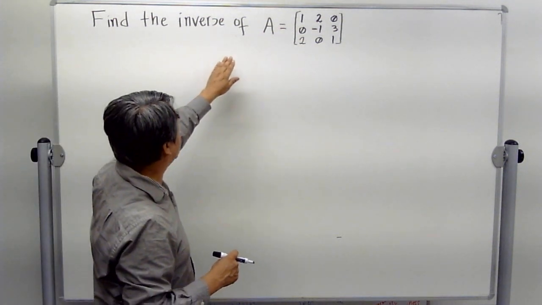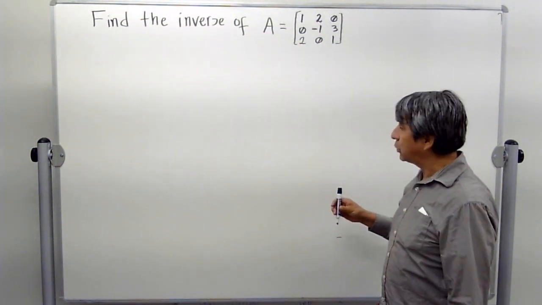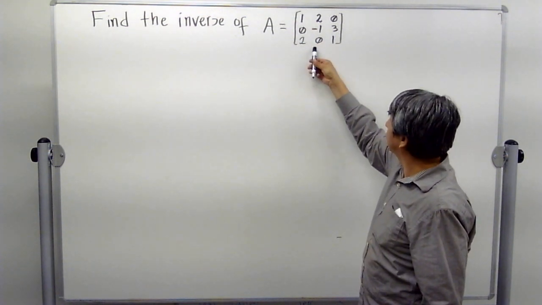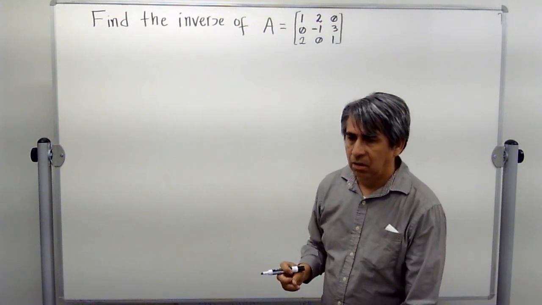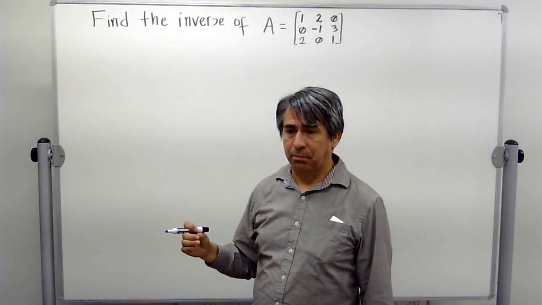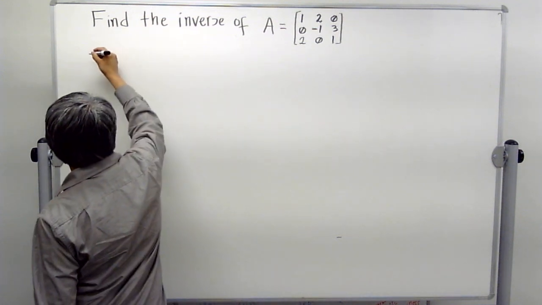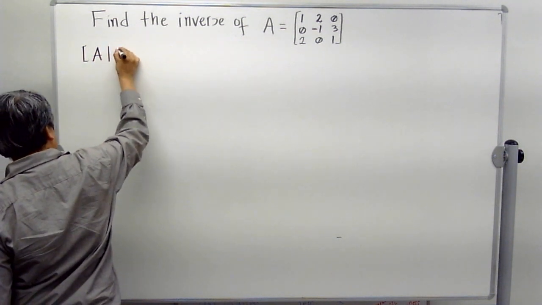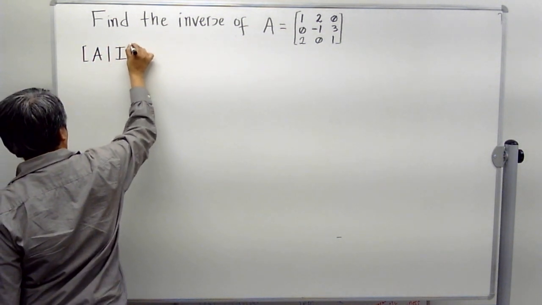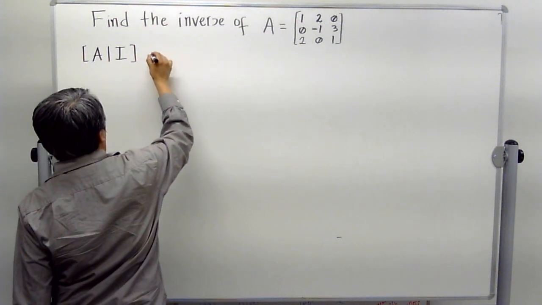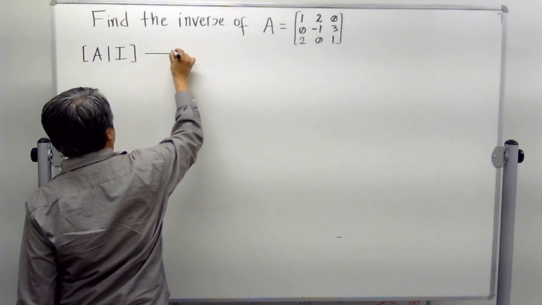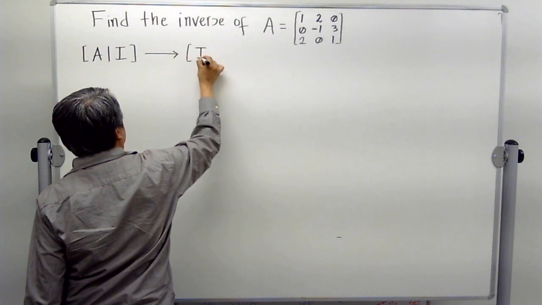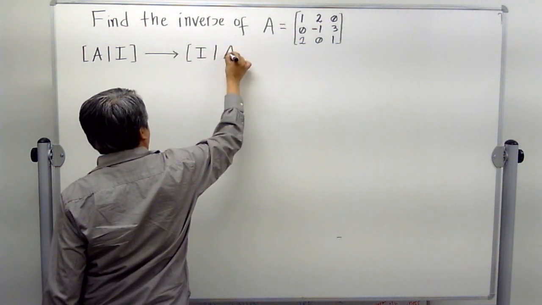Find the inverse of matrix A, whose rows are 1, 2, 0, 0, negative 1, 3, 2, 0, 1. Our method begins with the augmented matrix whose first block is A, second block is I. Then we reduce by using Gaussian elimination to the augmented matrix I, A inverse.